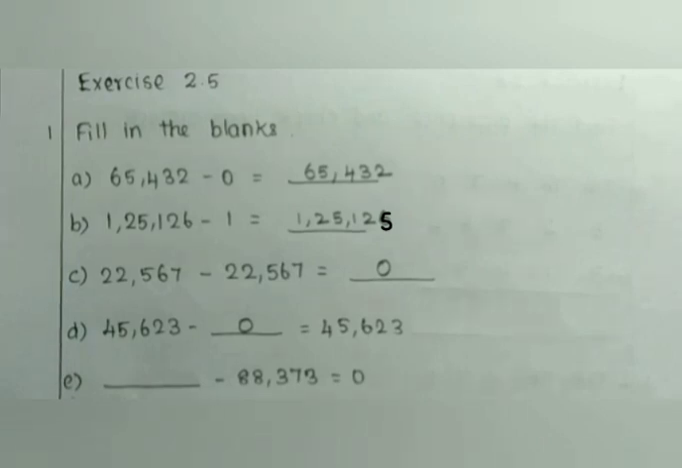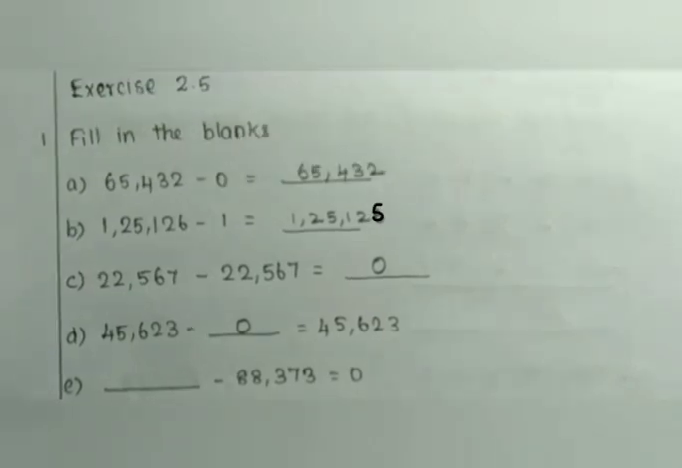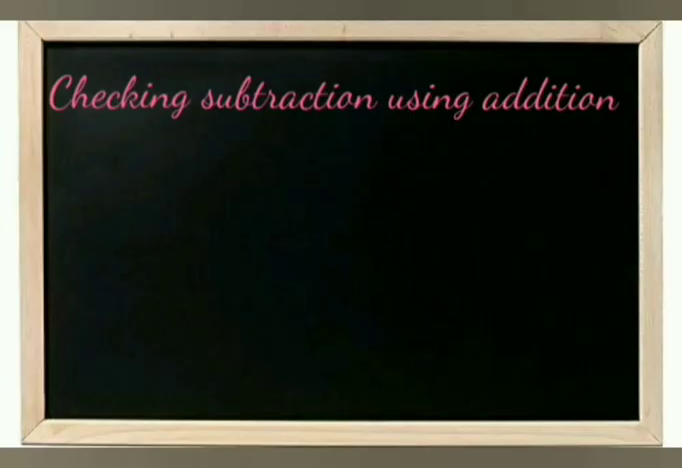Now, when you subtract 88,373 from some number, you will get 0 as the answer. So, what has to come here? The answer is 88,373. Our next topic is checking subtraction using addition.